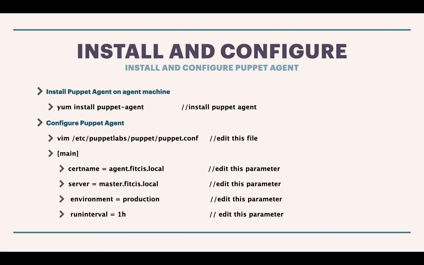Once your server is set up and running, it's now time to install your Puppet agent using the command yum install puppet-agent. Once Puppet agent is installed, you want to edit the configuration file located at /etc/puppetlabs/puppet/puppet.conf. And in the main section, again, you need to specify the certname parameter. That's going to be the name of the agent certificate, the server, which is in this case master.fitsys.local, the environment, which is production, and the run interval, which is 1 hour.